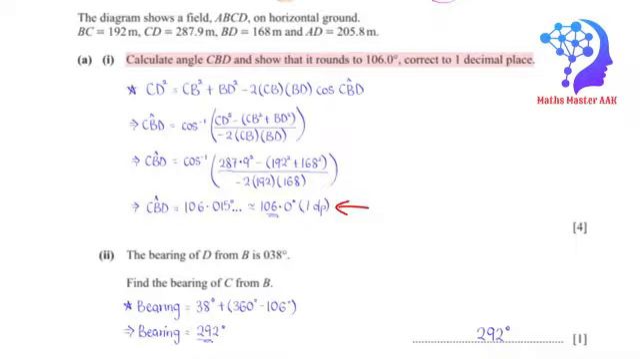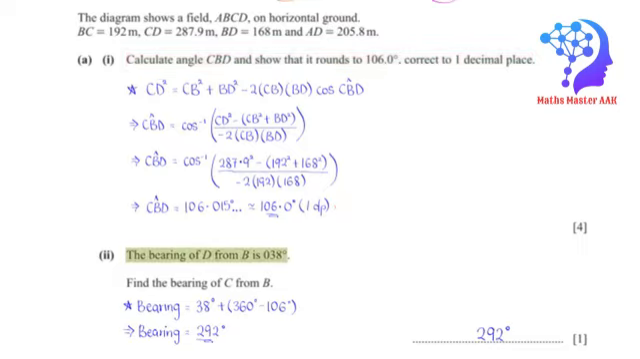106.015 degrees. 0 is the first number after the decimal point. The number after 0 is less than 5, and so we maintain 0 and ignore the rest of the numbers. This leaves us with angle CBD equals 106.0 degrees, correct to one decimal place.